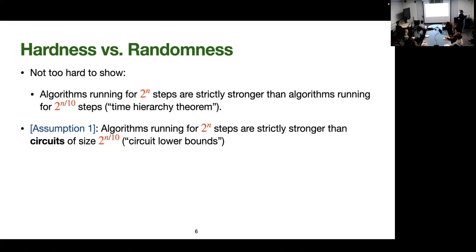But wait a minute, algorithms are uniform, and circuit families are non-uniform. Yes, and non-uniformity can do a lot more. So it's definitely the case that circuits of size 2 to the n over 10 can solve problems that algorithms which run for 2 to the n steps can't. What we're hoping for is the reverse non-inclusion. Yeah, exactly. So this class is definitely not entirely contained in this class. We just want one problem in this class that's not in that class.